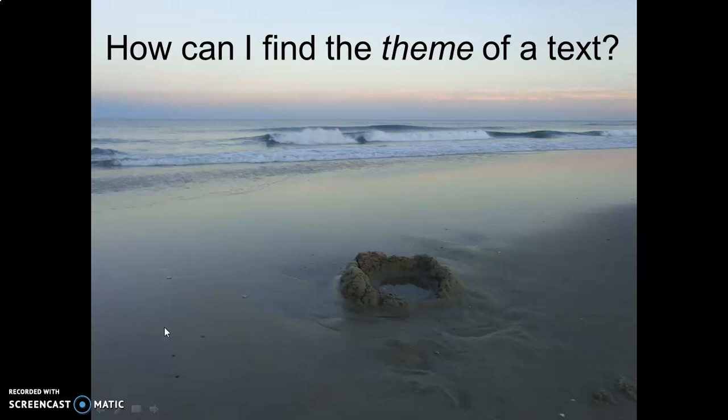So our learning target today is I can find the theme of a text and support it with details from the text. We're going to go through our PowerPoint lesson today, and then we'll talk about our assignments for this week.